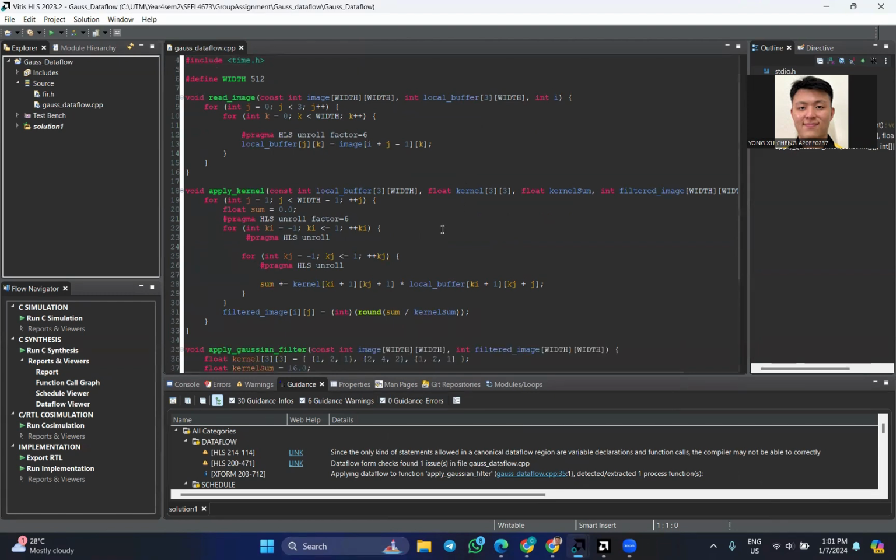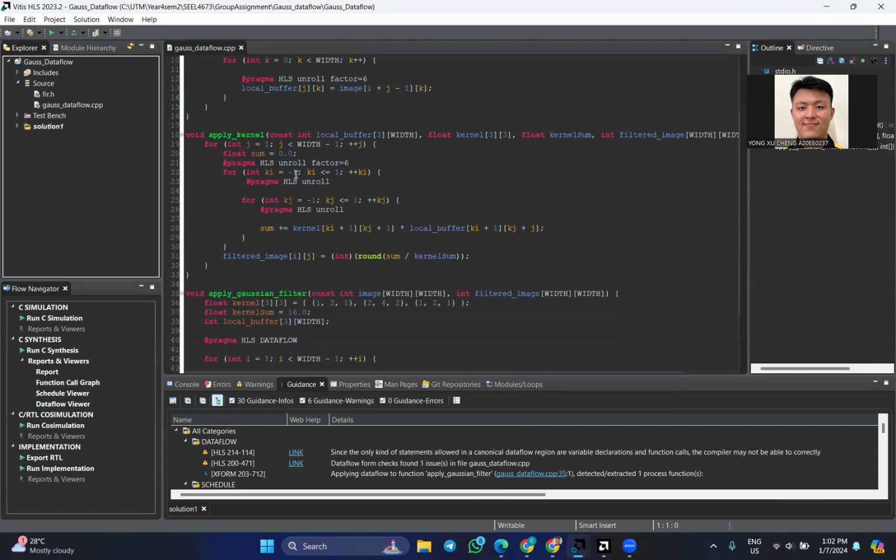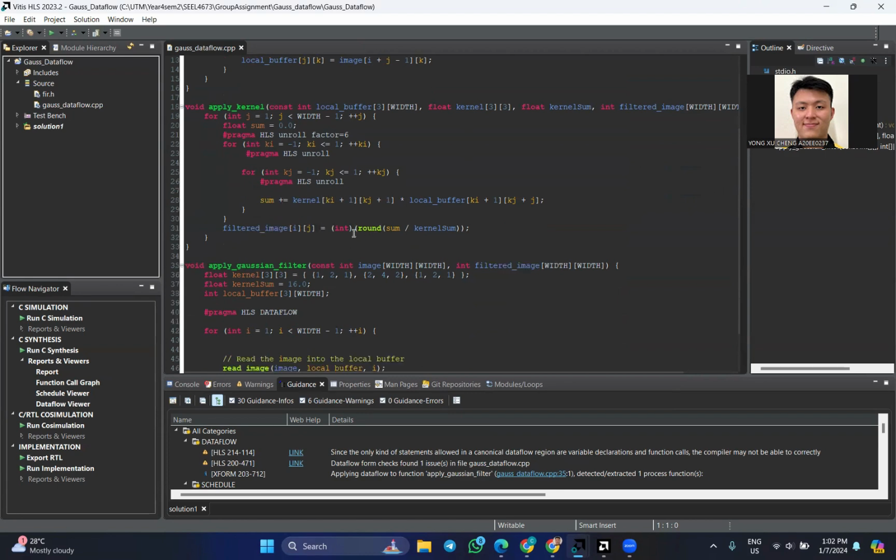The next one is, you can see here is the HLS unroll, which performs complete unrolling. From -1 to 1, it will perform 3 for loops. Here we can see it will perform 3 summations, which is the sum here, so 3 in 1 clock cycle.